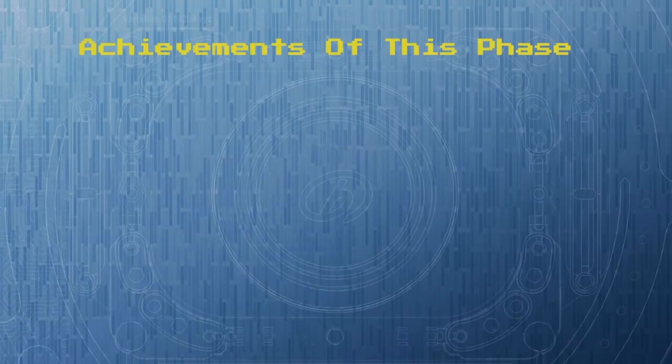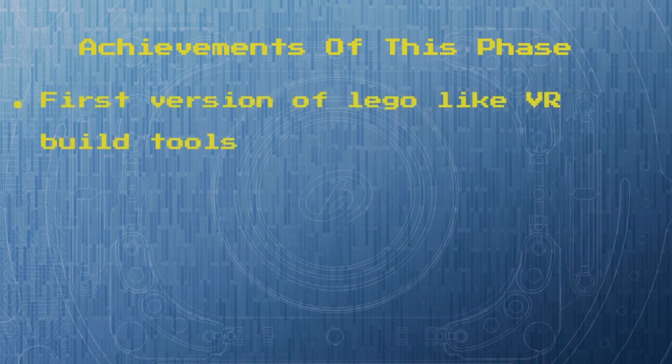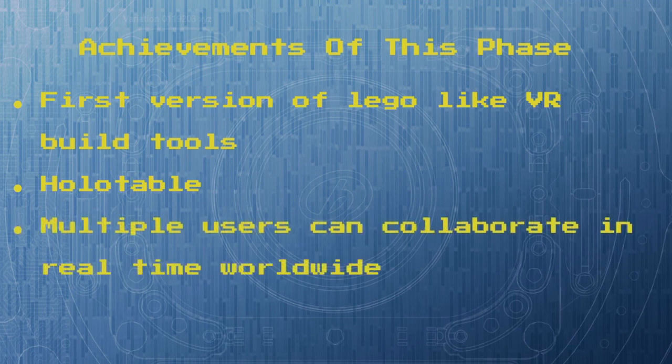Achievements and outlook. The achievements of this phase for the development of the VR platform are the creation of the first Lego-like virtual reality build tools, the creation of a holo table that's the centerpiece of using the build tools to design buildings, the ability of multiple users to collaborate within the platform in real time worldwide, and the ability to access web content from within the virtual reality platform.